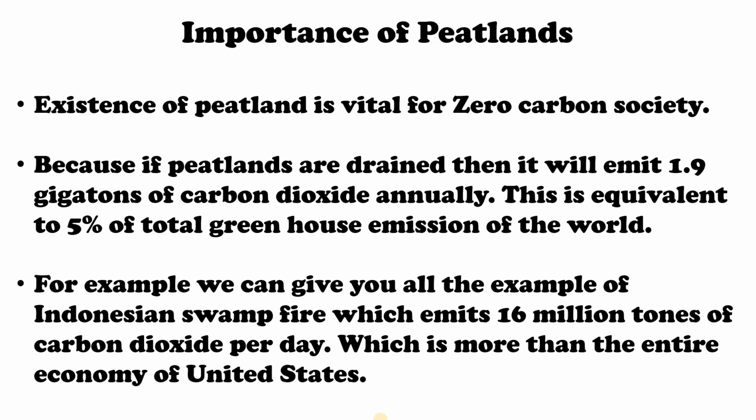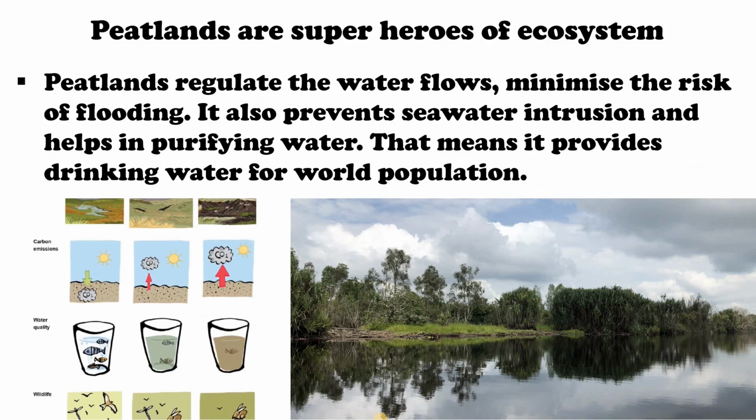These examples will show you how damaged peatland can hurt the world environment. The fire in the Indonesian peat swamp forest in 2015 emitted nearly 16 million tons of carbon dioxide a day, which is more than the entire economy of the United States. The 3 million square kilometers of peatlands sequester 0.37 gigatons of carbon per year, which is amazing. Peat soil contains more than 600 gigatons of carbon, which represents up to 44% of all soil carbon. And this is way more than the carbon stored in all other vegetation types, including the world's forests.